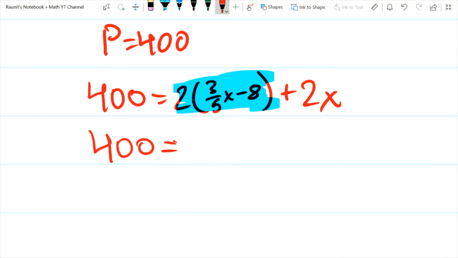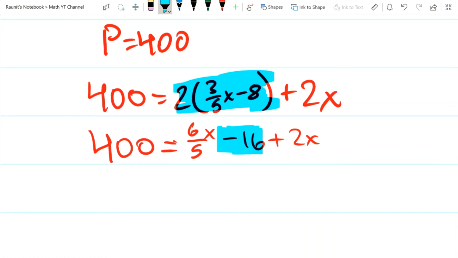Okay, so distributive property, 2 times 3/5 x. Since we cannot simplify anything, we're just going to multiply 2 times 3, which is 6 over 5, and then x minus 2 times 8 is 16, plus 2x, and then we're going to bring the numbers to one side. Since this number is separate from the fraction, we are allowed to take it to the other side.